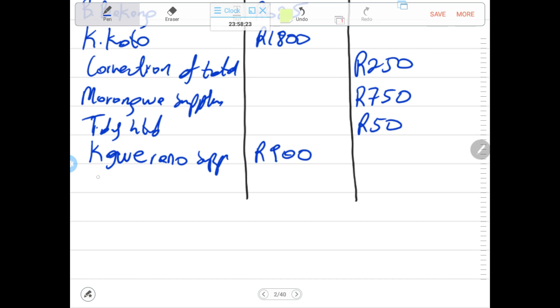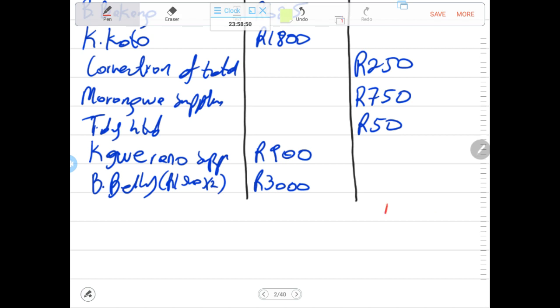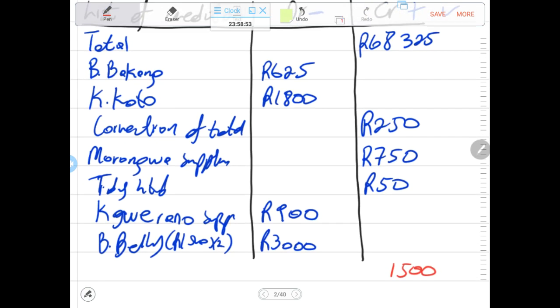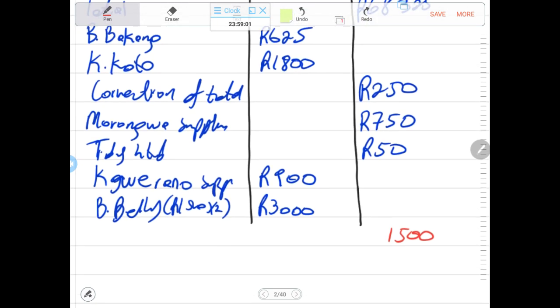So now we have to write the name of this creditor, B. Bailey. It will be 1,500 times by 2. So now this will be 3,000 that we will be recording on the debit side. Let me clarify this one. Why is that the case? Remember, the mistake was made. What did they do when they made a mistake? They recorded 1,500, which is the correct amount, but it was on the wrong side. It's not supposed to be here. So the amount is correct, but it is on the wrong side.